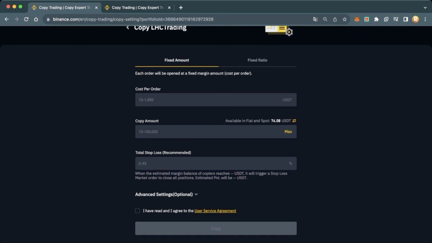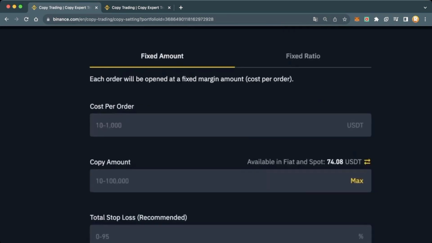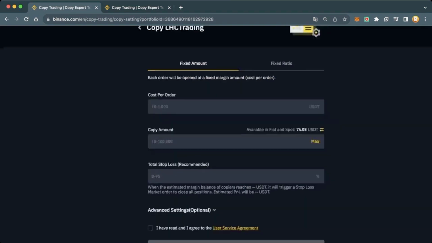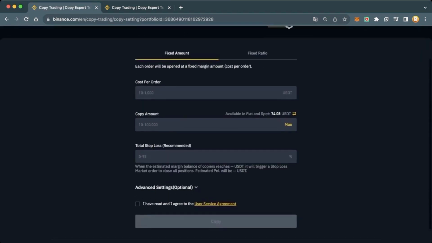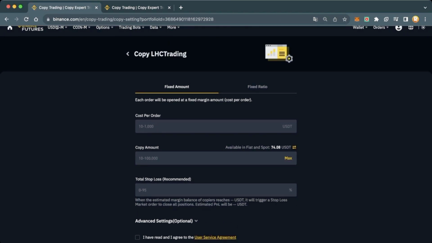So with fixed amount, each order will be opened at a fixed margin amount or cost per order. So let's say the trader opens a trade. You can say every trade that they open, I want to open a trade with a specific dollar amount in my account. So if they open one trade with $1,000 or whatever, you can say, I just want to open each trade with 50 bucks, right? So it doesn't matter if they're trading 1,000 or 500,000. Your trade is exactly the same. Maybe it's $1,000 per trade or whatever.